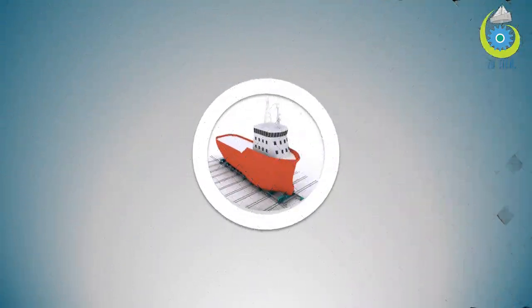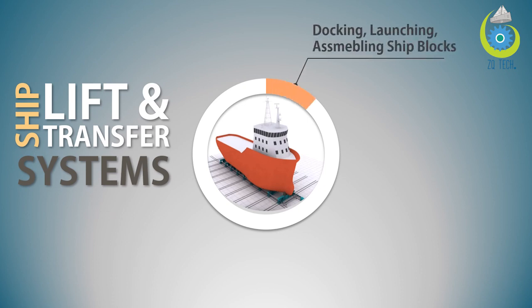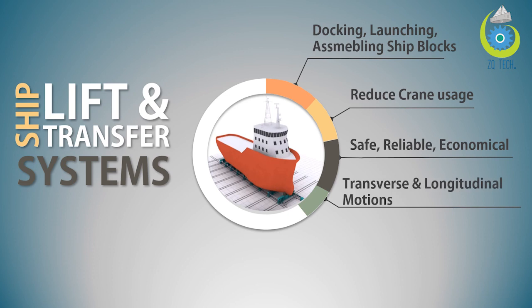To discuss the importance of this system, SLTS, Ship Lift and Transfer System: docking, launching, assembling the ship blocks. Reduces crane usage. Safe, reliable and economical process. Transfers and longitudinal motions. It means that it can make the ship move along its length and also along its transverse section. In other words, it has the ability to move the ship along its x-axis, along its z-axis, and also along its y-axis.